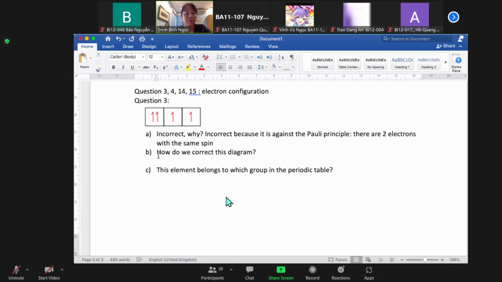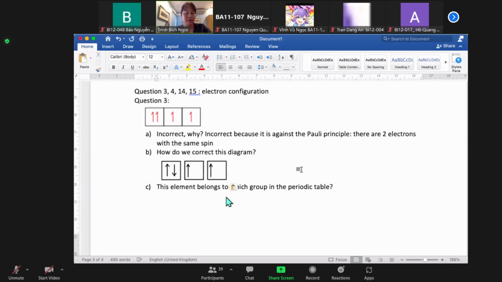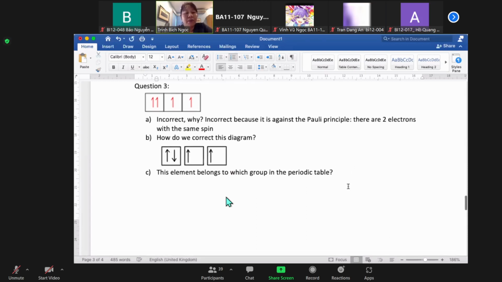So yes, like this. And these elements belong to which group in the periodic table?